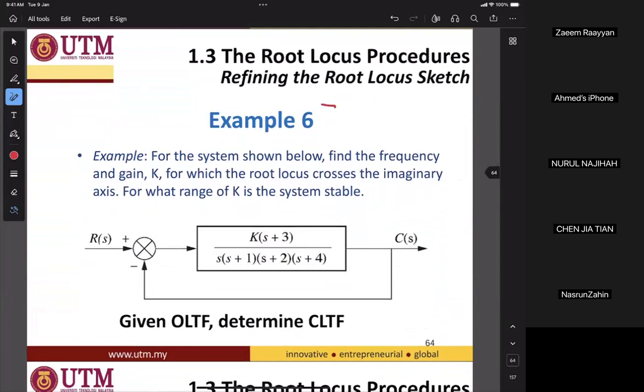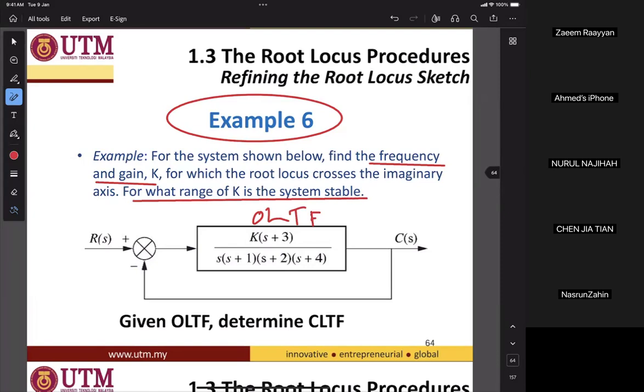Right, so example 6, guys, is we are given the open loop transfer function as shown here. So find the frequency and gain K for which the root locus crosses the imaginary axis, and give the range of K when the system is stable. So from here, you can see that we have a single open loop zero.